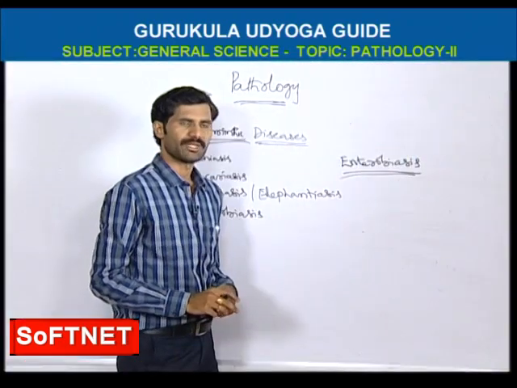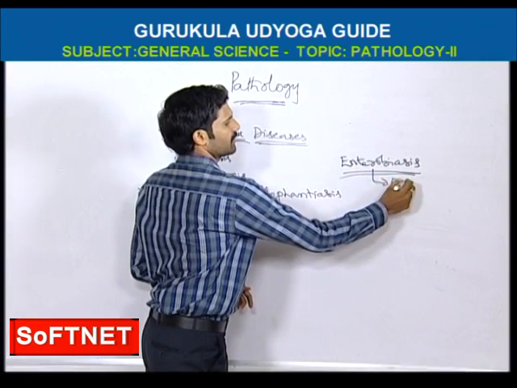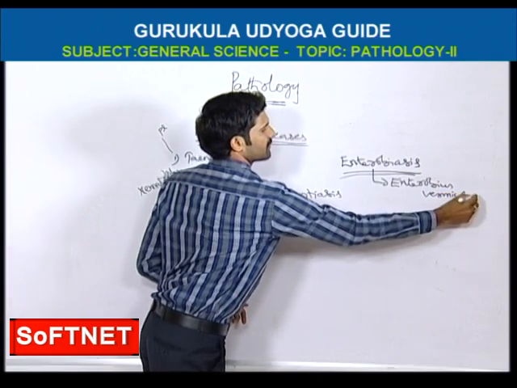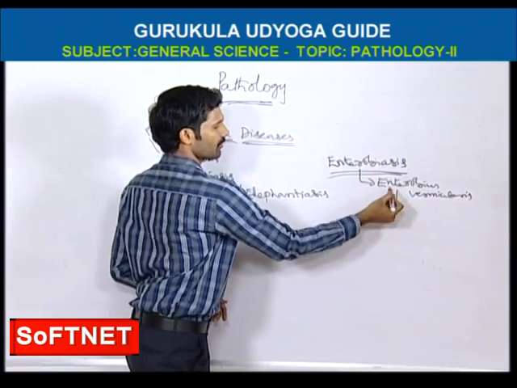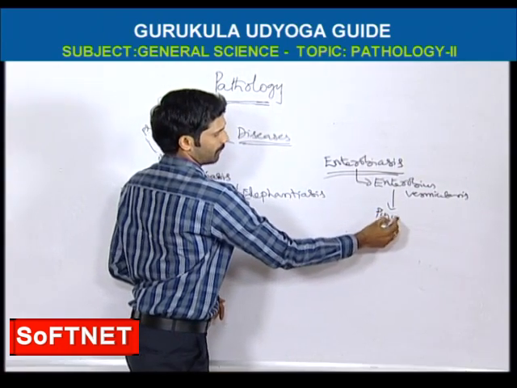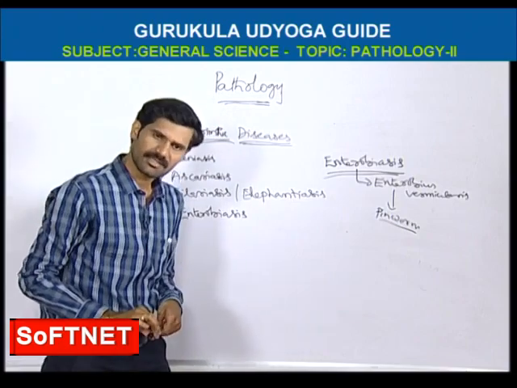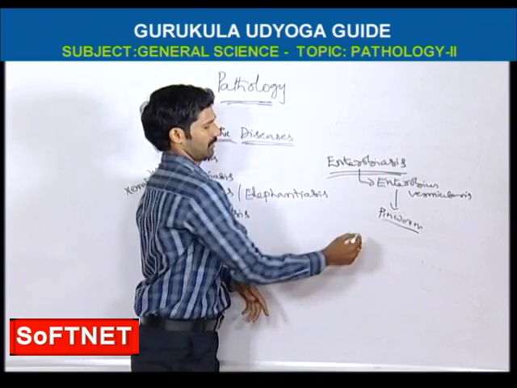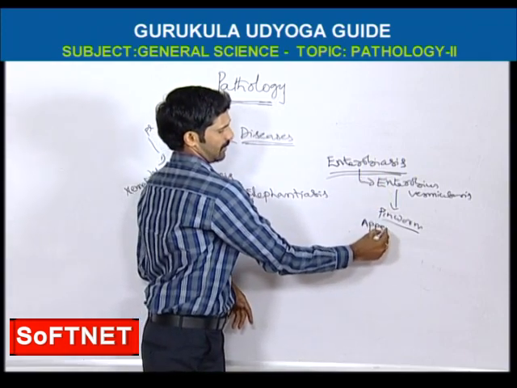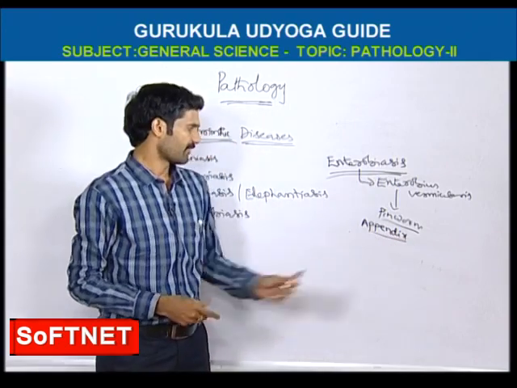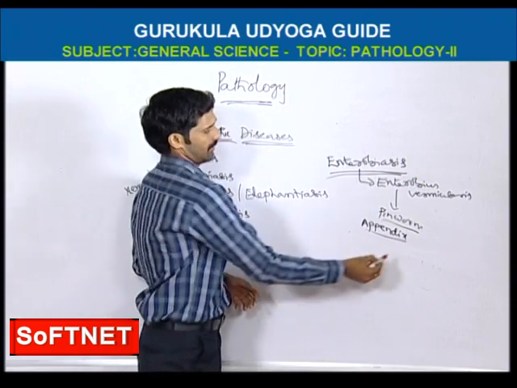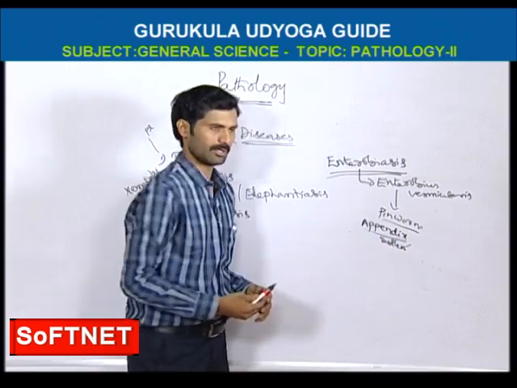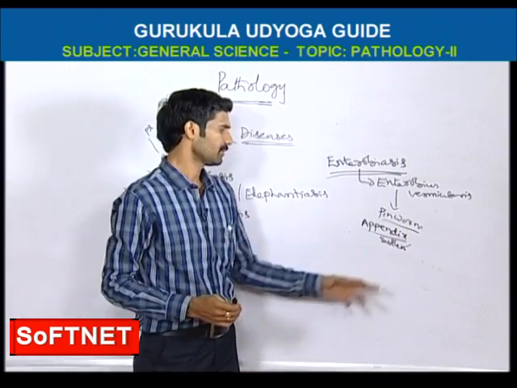Next is enterobiasis, caused by Enterobius vermicularis, and Enterobius vermicularis is commonly called pinworm. It is an intestinal parasite, and symptoms of enterobiasis include appendix infection, swollen lymph nodes, abdominal pain, and constipation.